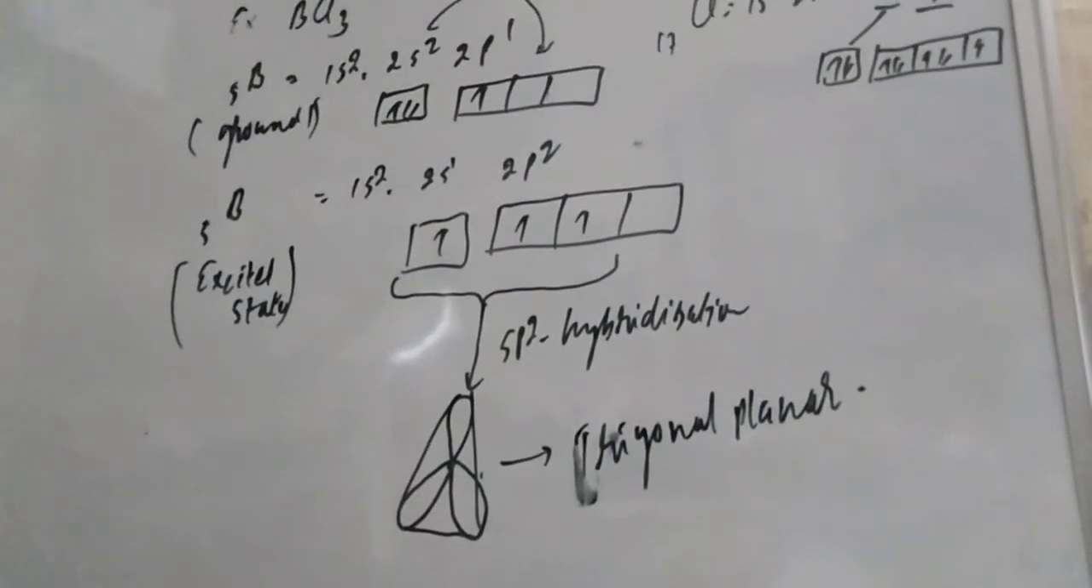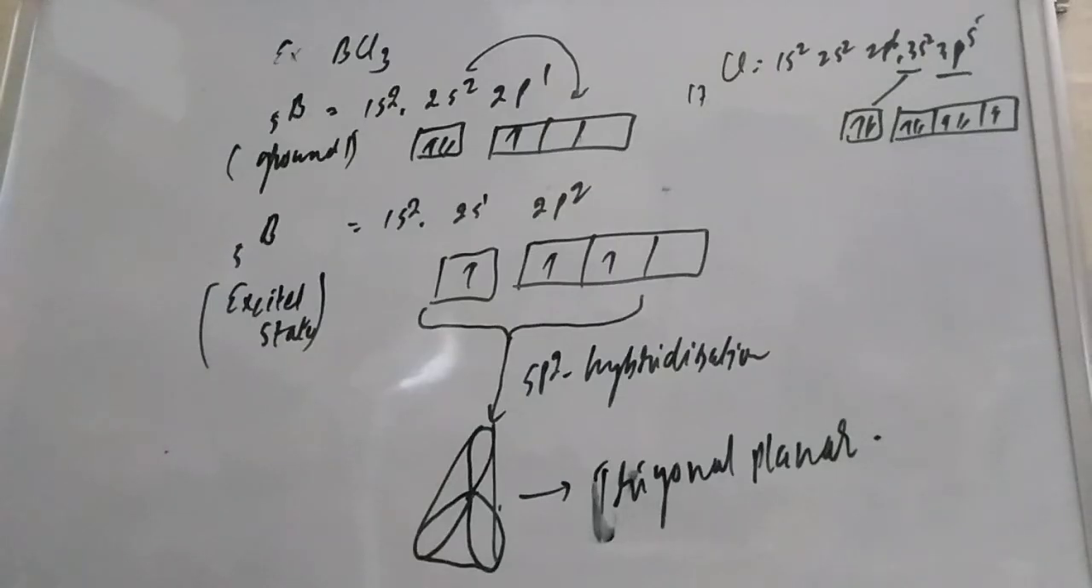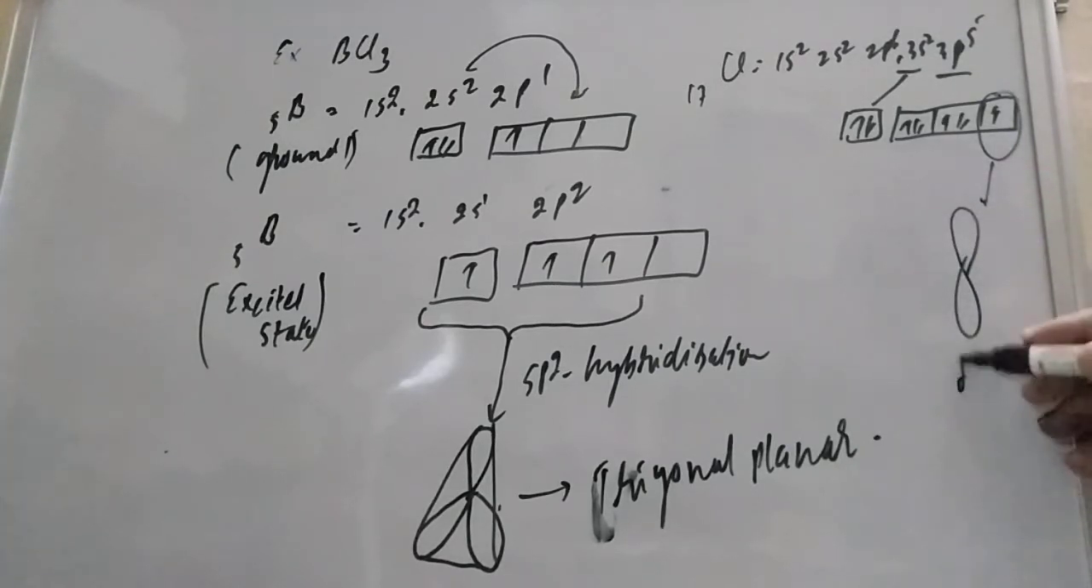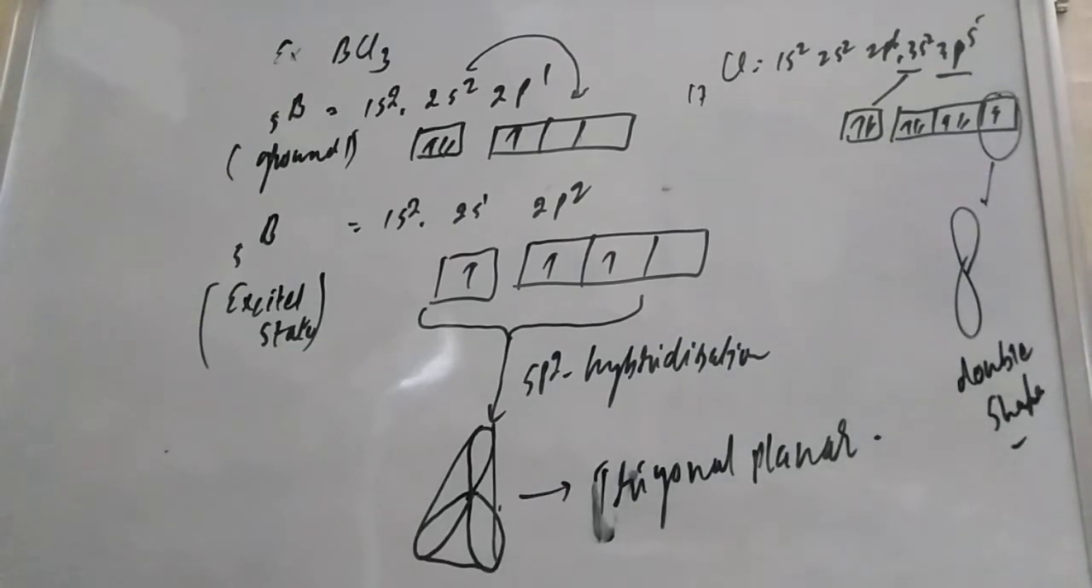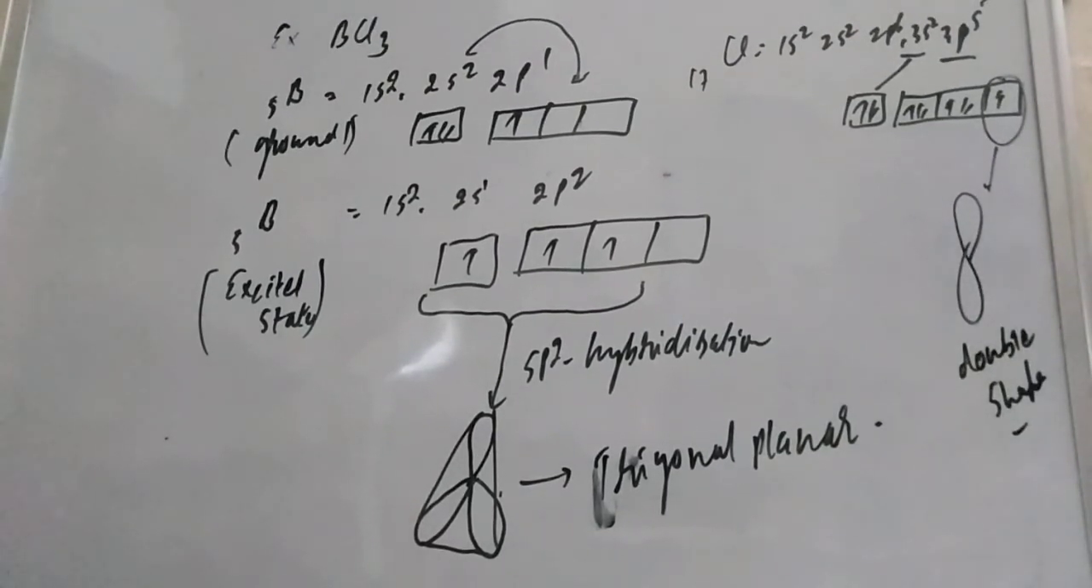So one unpaired electron is there in this case, student, one unpaired electron. Each chlorine has one unpaired electron, and this unpaired electron is in a p orbital, which has a dumbbell shape. So when you are talking about the structure of the BCl3 molecule, how will the structure be?